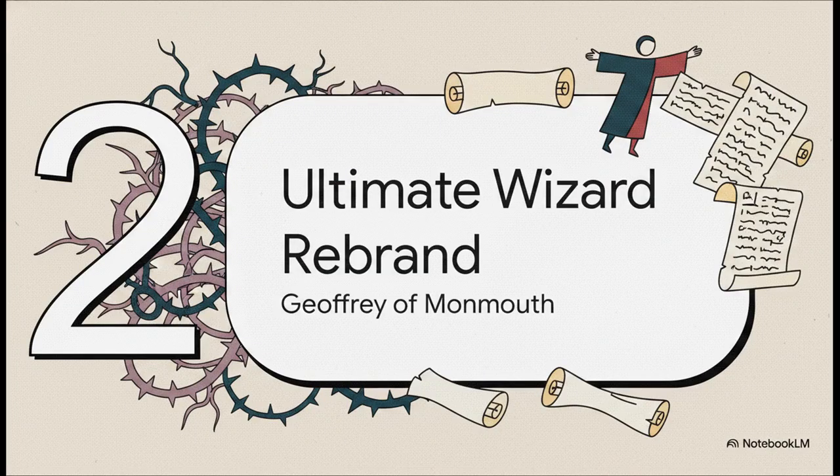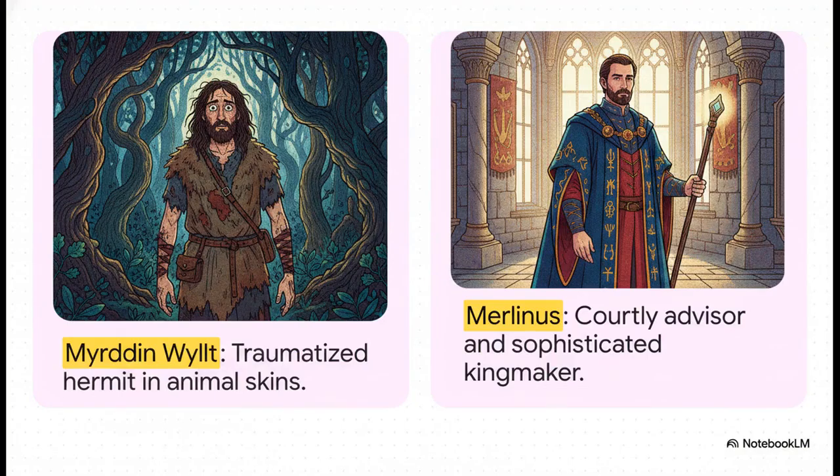Chapter 2. The Ultimate Wizard Rebrand, brought to us by Geoffrey of Monmouth's 12th century PR spin. Let's jump ahead to 1138 and look at how this wild folklore got a massive promotion by an ambitious writer named Geoffrey of Monmouth. He needed a central figure to tie together a sprawling history of Britain. The contrast is just stark. Geoffrey completely reimagined our naked hermit into a sophisticated courtly advisor who could orchestrate whole empires.